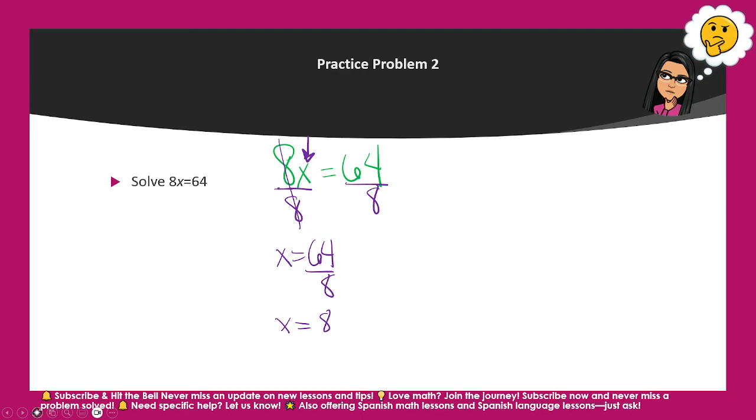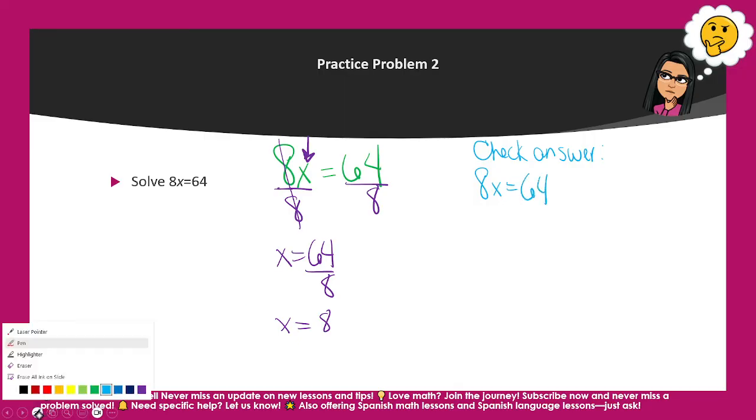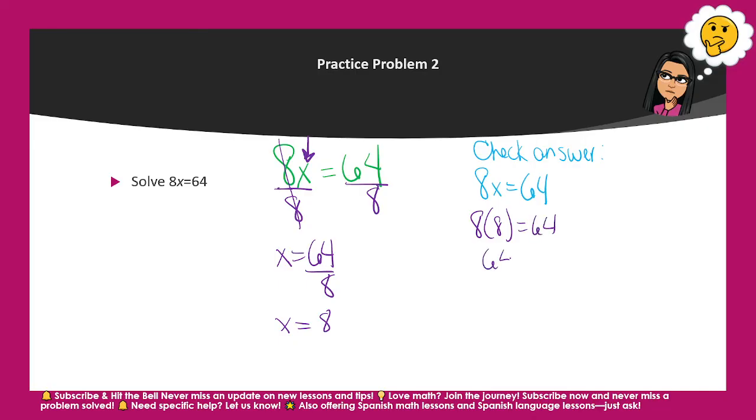Okay, and then I'm going to check my answer. Remember, you're going to substitute your answer on the original equation. So 8x equals 64. The answer that I got was 8. So I'm going to substitute 8 times 8. Is 8 times 8 equals 64? Yes, so we are correct. So that means that the solving of x equals 8 is correct. Perfect. So there we already solved another example where it involved multiplication.